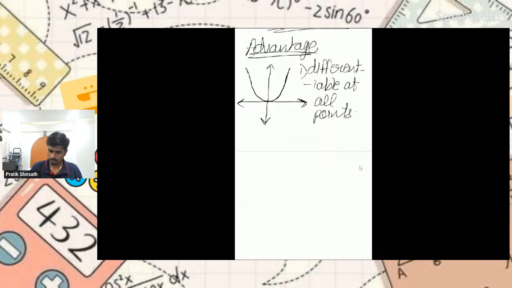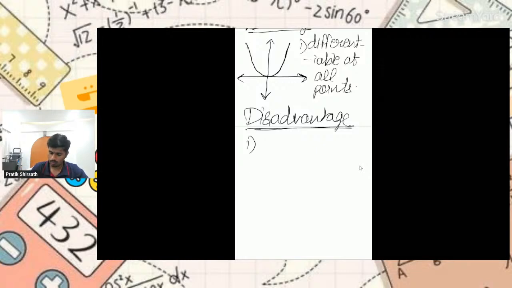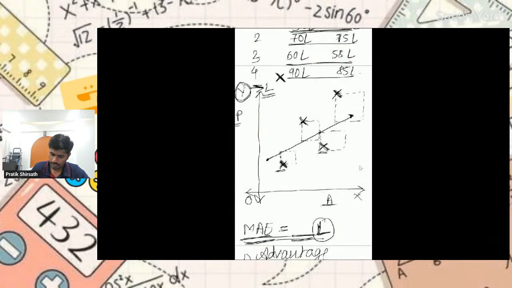Simple as that. And what is the disadvantage? The disadvantage, due to which we have to introduce the next term, is that it penalizes the outliers. What does penalizes the outliers mean? If a point is located far away from a line, then it will have a bigger square. Let me show you. Let me take this point. See the area that I have to cover.